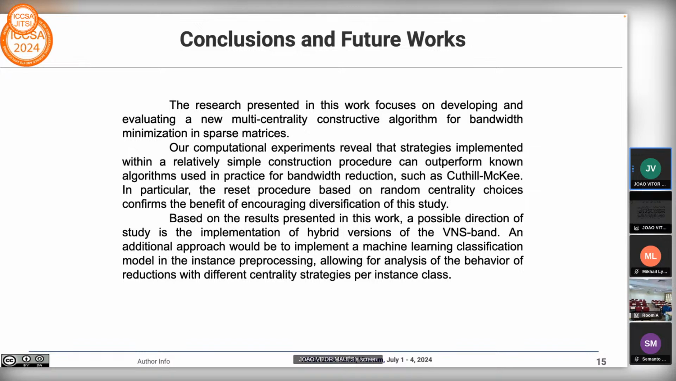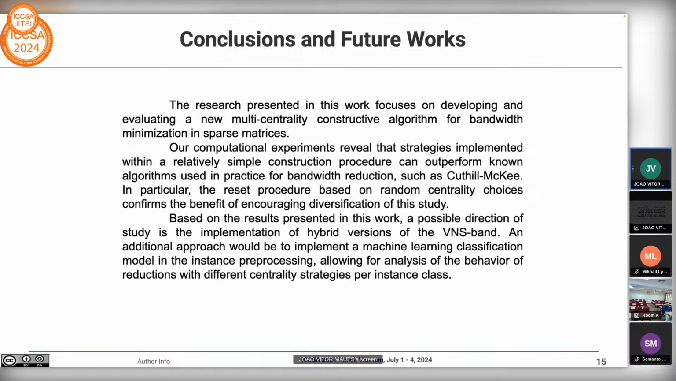The result presentation in this work focuses on developing and evaluating a new multi-centrality constructive algorithm for bandwidth minimization in sparse matrices. Our computational experiment revealed that strategies implemented with a relatively simple construction procedure can outperform algorithms used in practice for bandwidth reduction, such as Cuthill-McKee. In particular, the reset procedure based on random centrality choices confirmed the benefit of encouraging diversification in this study.